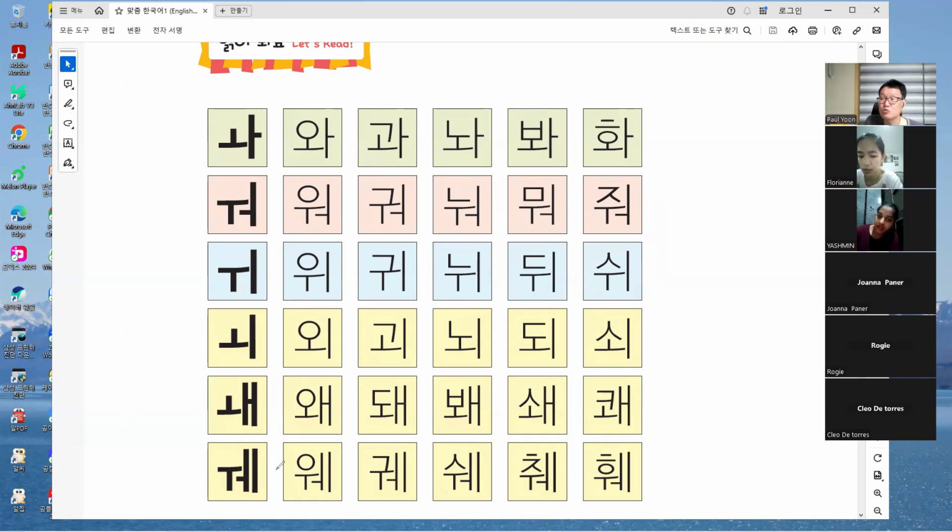왜, 왜, okay. So, 와, 워, 위, 왜. So like this, only just watching these letters, it's a little bit confusing, right? So we need to practice more with real vocabulary.